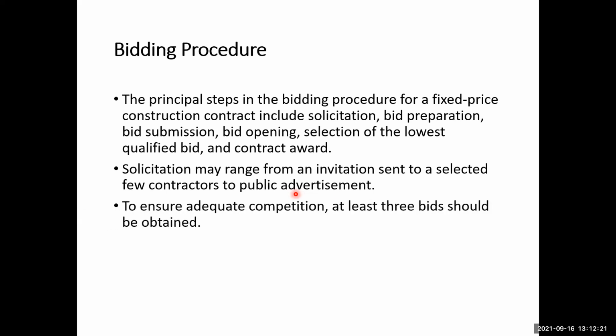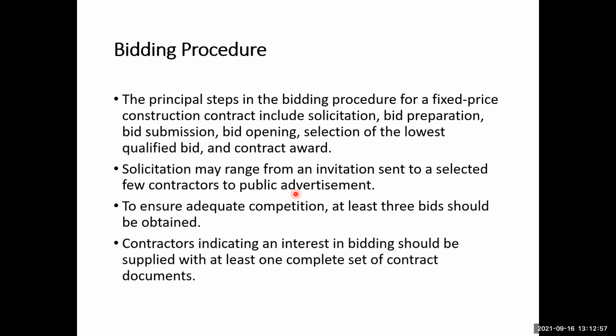To ensure adequate competition, at least 3 bids should be obtained. So this is just a rule of thumb that there should be at least 3 bids, but in some projects where the interest is not too much, or there may not be enough qualified bidders, you may even have 1 bidder or 2 bidders as well. But for most situations, there should at least be 3 bidders applying for the project.